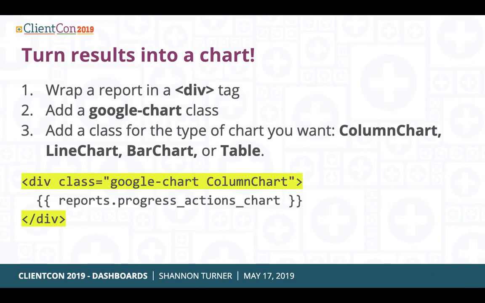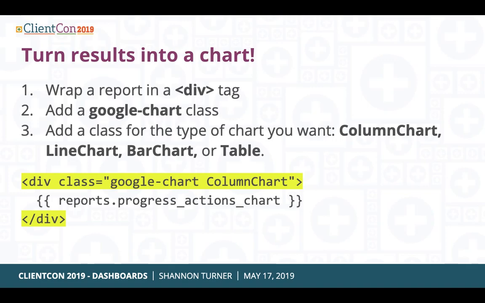So you can turn your report results into a chart in 3 easy steps. Number 1, we are going to wrap the report in an HTML div tag, like I have highlighted here in yellow. Next, we add a Google Chart class to that div tag, and so that's where it says class is equal to quotes Google-chart. And then the third step is to add a class for the type of chart that you want. So column chart or line chart or bar chart or table.